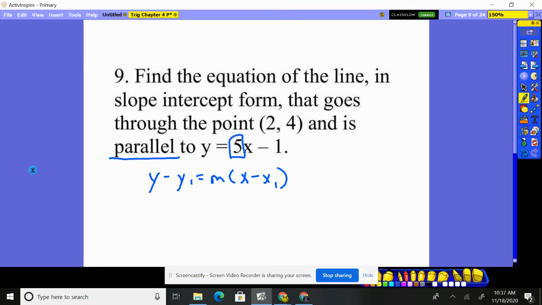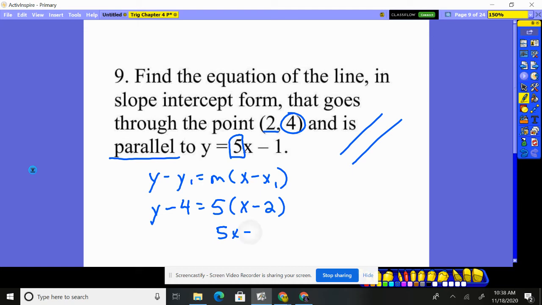So what slope are we going to use? Well, if two lines are parallel, they have the same slope. So our line is going to have a slope of 5 also. My x sub 1 is right there at a 2, and my y sub 1 is right there at a 4. Plug in. I'm going to distribute.